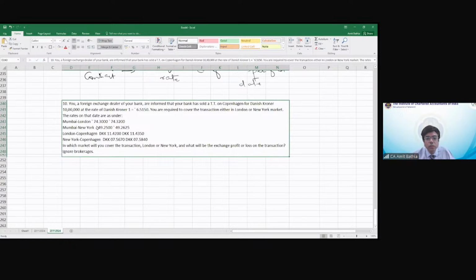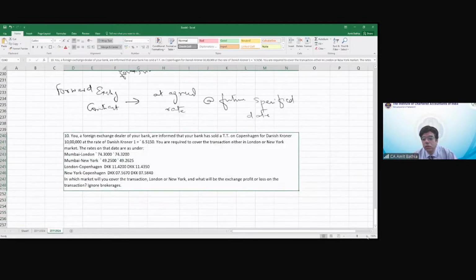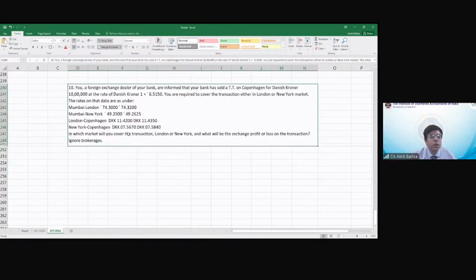Let us read the question. You are a foreign exchange dealer of your bank. Sorry. You are informed that your bank has sold a TT on Copenhagen for Danish kroner 10 lakhs at the rate of Danish kroner 1 is equal to rupee 6.5150 per kroner, right? So you are required to cover the transaction either in London or New York market. The rates on that date are as under.